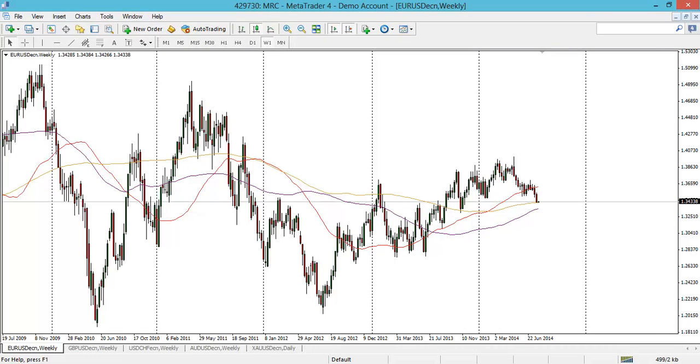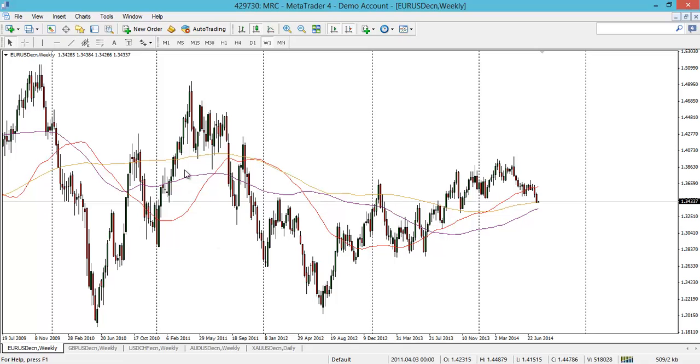No rate decisions or anything, of course. It is the last week of the month, and on Friday is the first of the month. So okay, let's have a look at the chart.